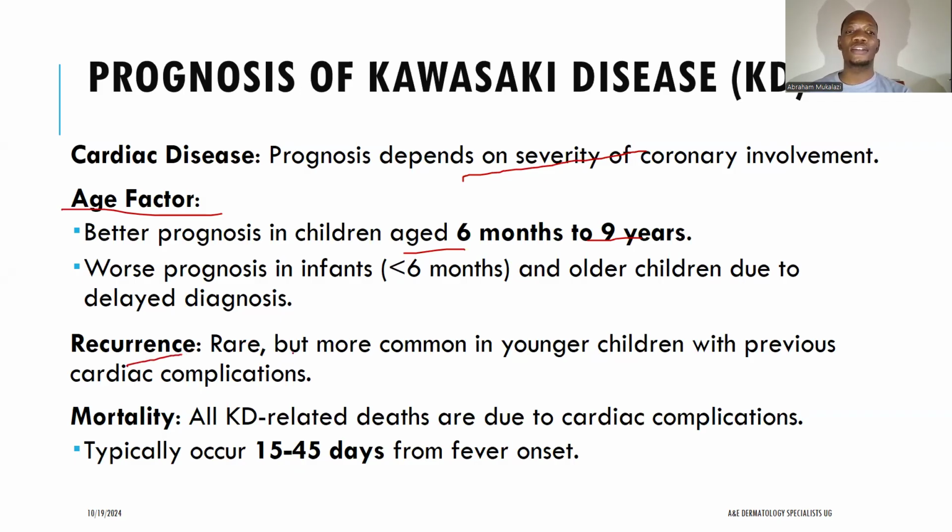Then recurrence is a little bit more rare, but sometimes it can recur. Some few cases have reported recurrence complicated with cardiac complications. The mortality: usually all Kawasaki disease-related deaths are due to cardiac complications. So that means that we need to manage in time to prevent heart involvement. Typically, they can occur between maybe 15 to 45 days after the onset of the fever.